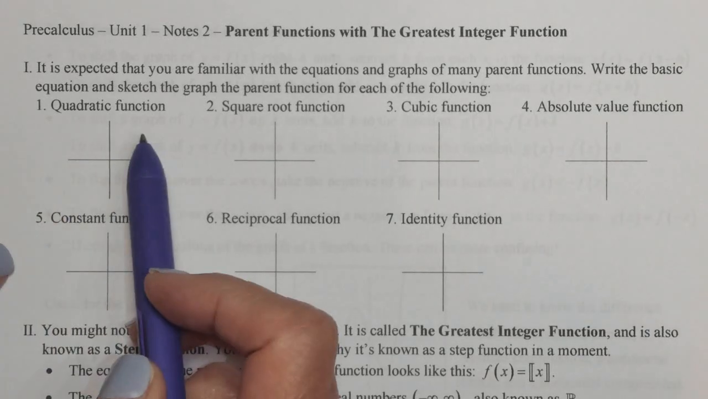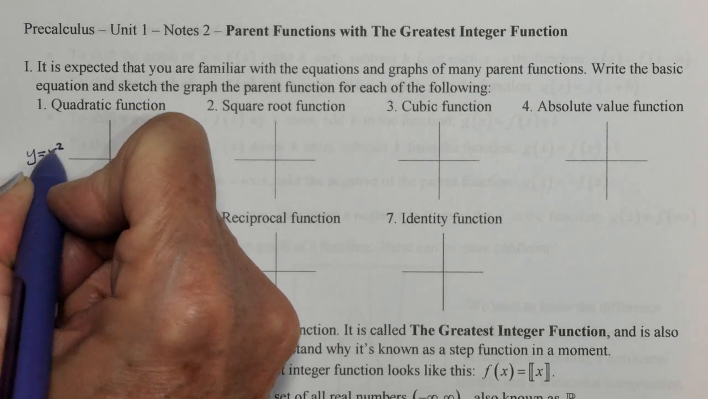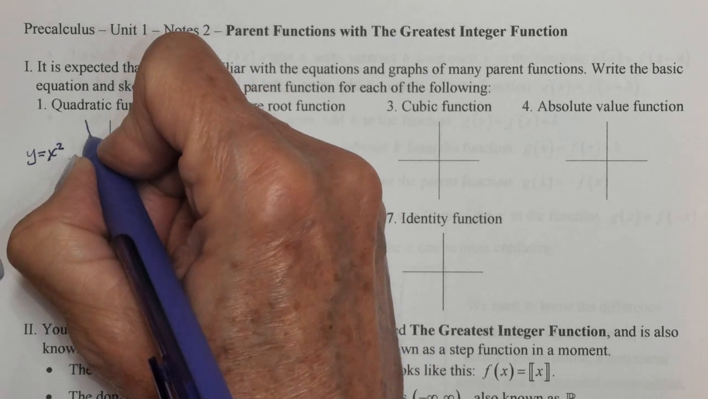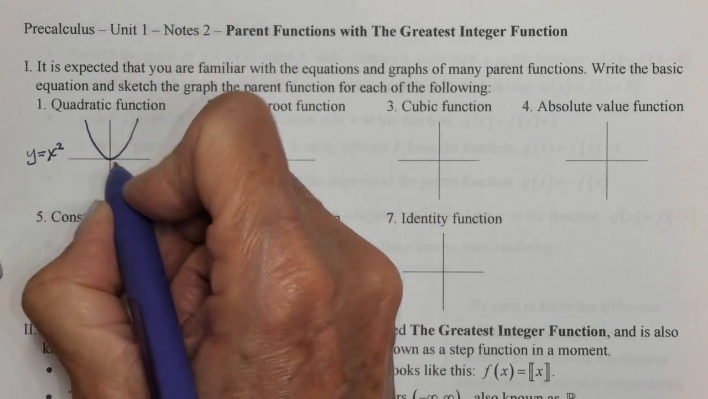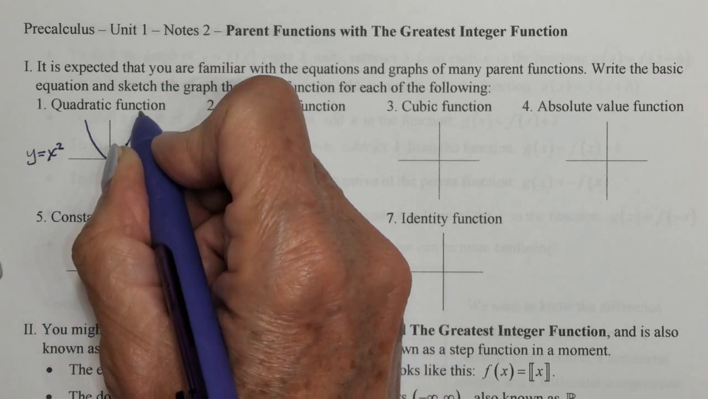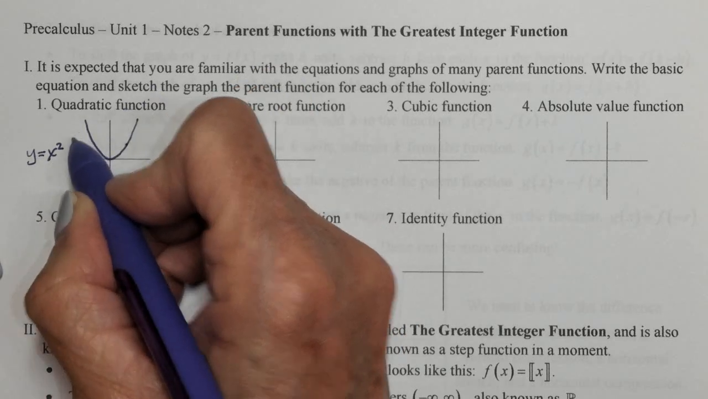So the quadratic function has the equation y is equal to x squared. That is your very basic parabola. Something like that, where you go over 1 and up 1, over 2 up 4, over 3 up 9. So whatever the input is, you square it.